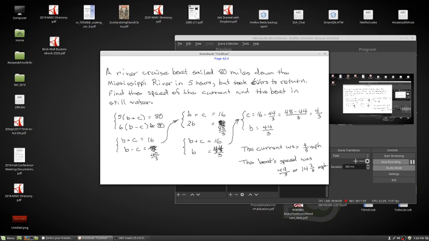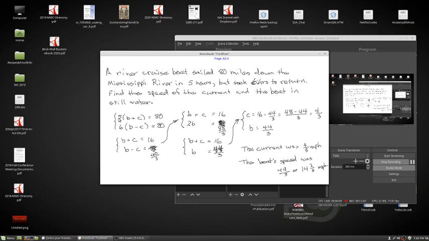So with the current, which is going downstream, we're going to have B plus C, where B is the speed of the boat in miles per hour and C is the current in miles per hour. And then coming upstream, that current's going to work against it, so we have B minus C. Now, it took 5 hours going downstream and 6 hours going up. Okay, so time times rate is equal to the distance, from the previous word problems that we've done with this. And in each case, it was 80 miles.